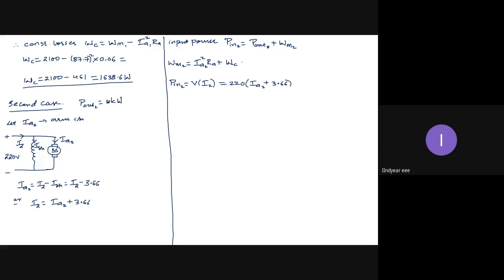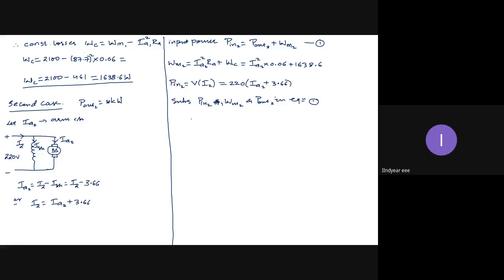Okay, and WM2 is equal to IA2 square, keeping IA2 as it is, into 0.06, plus constant losses, 1638.6. Now substituting all these values in the P in 2. Let me take this as equation 1. Substitute P in 2 and WM2 and P out 2, which is 8K, in equation 1.